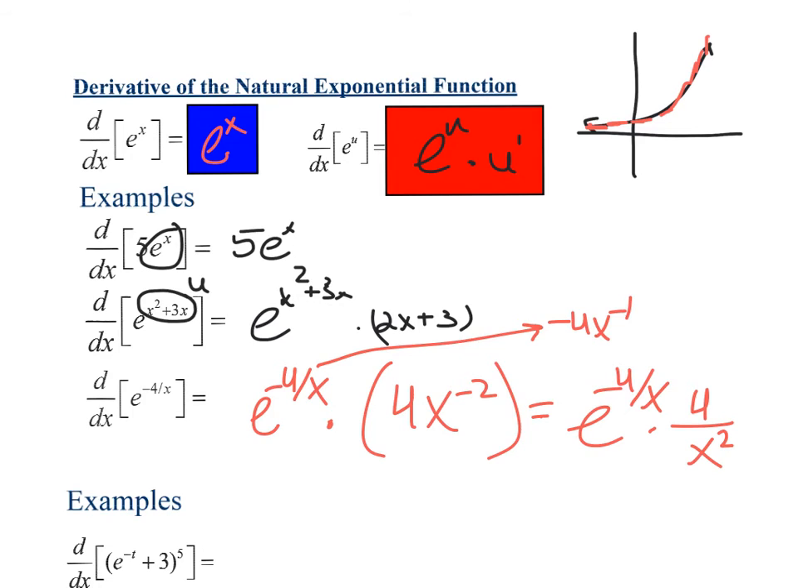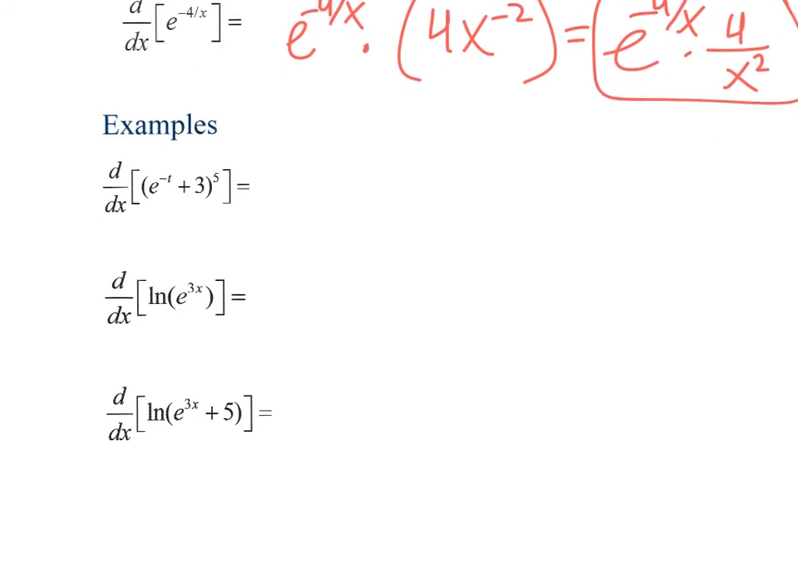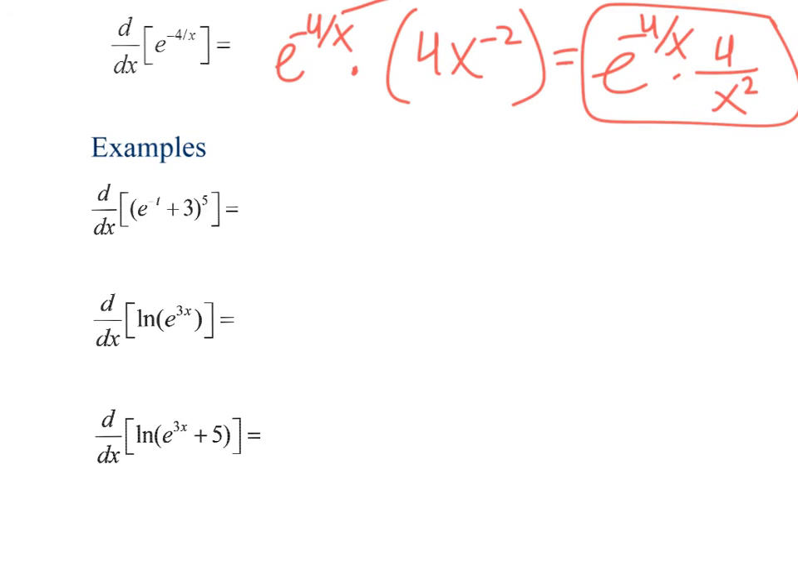You can't do anything with the x squared and the exponent, unfortunately, because they're different bases, but this is fine as an answer as well. All right, try these 3 out for me. There's a little bit more going on here because there's a little chain rule.